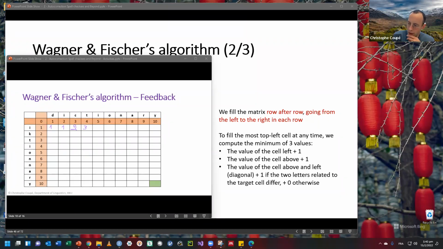Okay. Uniter said distance 3. Would you agree with that? I think that's the right answer. Dictionary, Ictionary. We are dropping the D. We are transforming the C into a K. And then we have one difference with an additional N. So in total there are 3 transformations. It's not too difficult in this case.